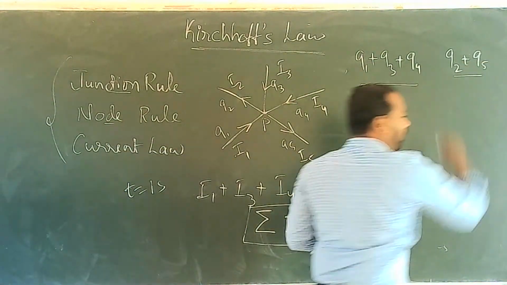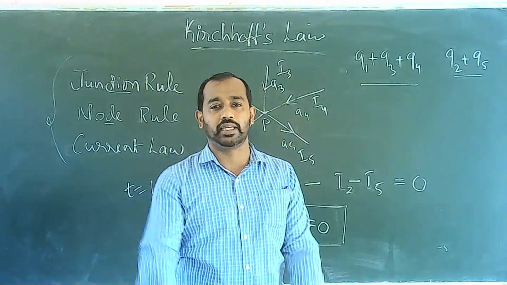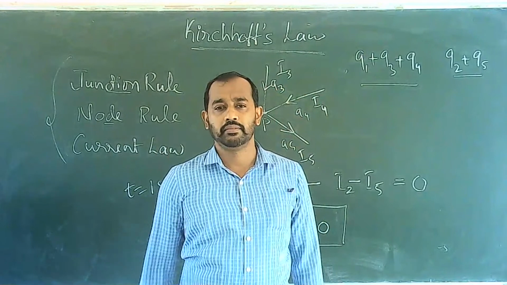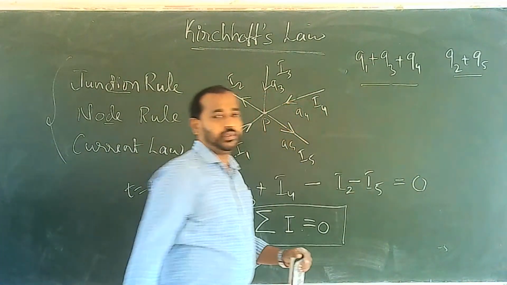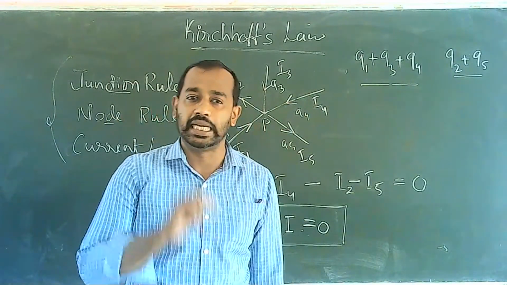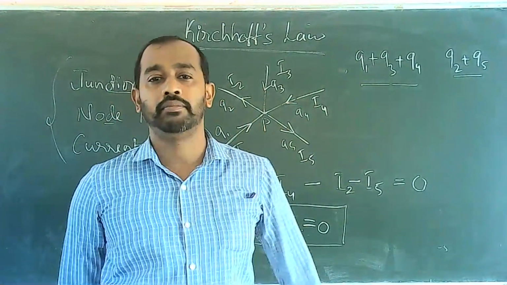Similarly, the second sum will be representing the total charge leaving the junction in again 1 second. At the same time, what should be the relation between these? That's the question here. What should be the relation? Whether they are equal or not equal.